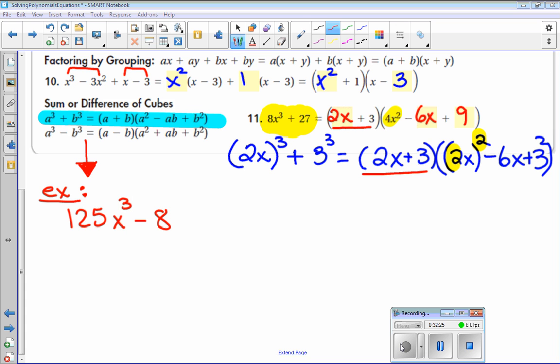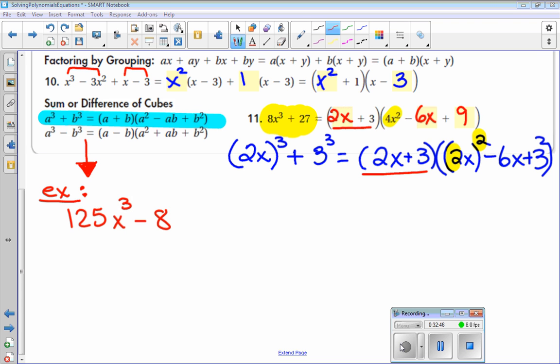Is it a binomial? Yes. I don't care about the sign in the middle. It could be a plus or a minus. When I did a difference of squares before, it had to be a minus. But we're talking about cubes, so it doesn't matter. Are they both perfect cubes?